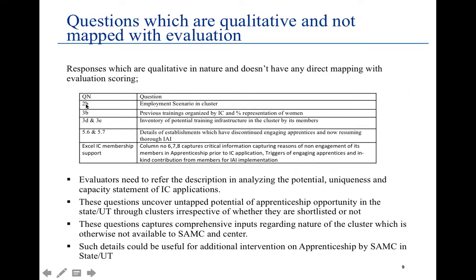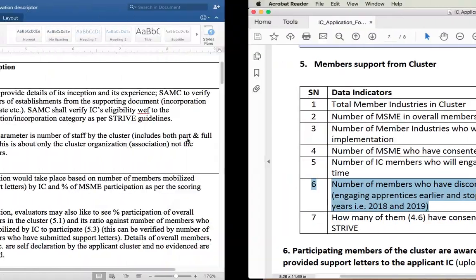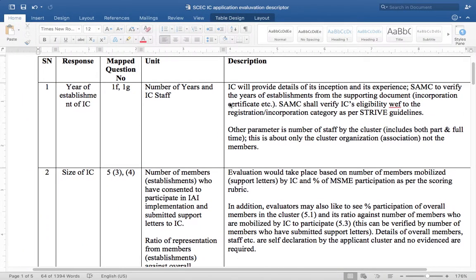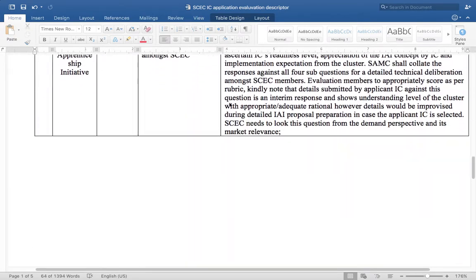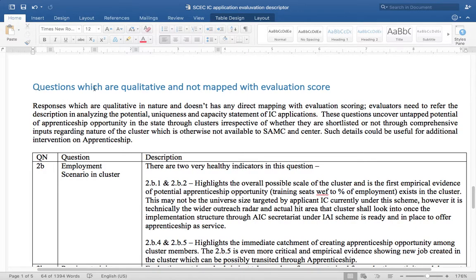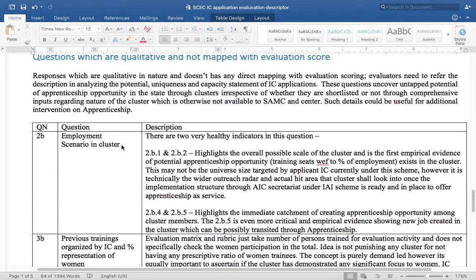All the questions listed here throw very important signals. Going back, all the detailing is provided in the same sheet. If you open the level descriptor document, which you can download as a Word document from the description of the YouTube video, here we have provided the questions which are qualitative and not mapped with the evaluation score. Here we have provided all the detailing.